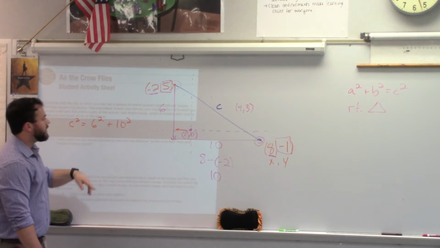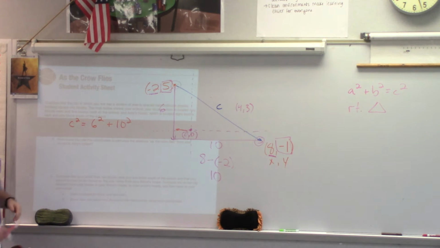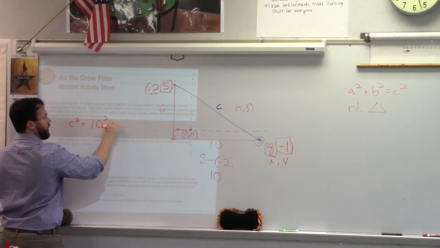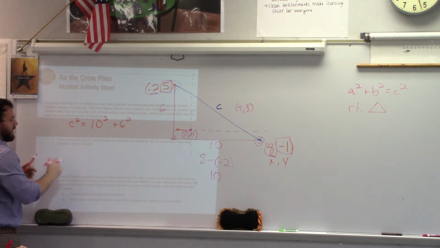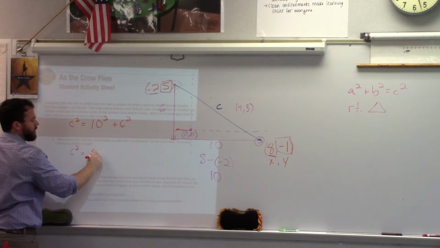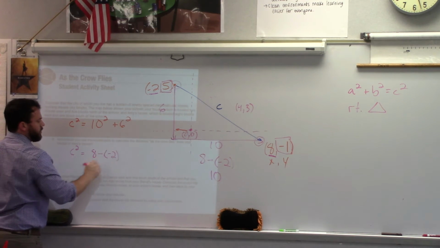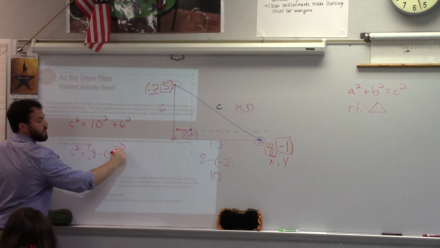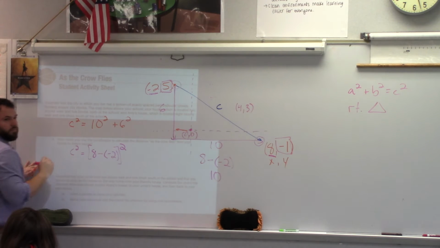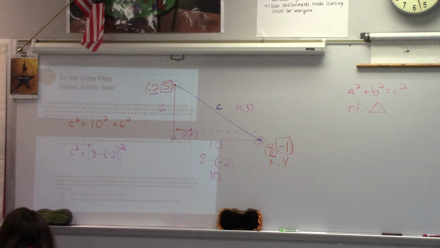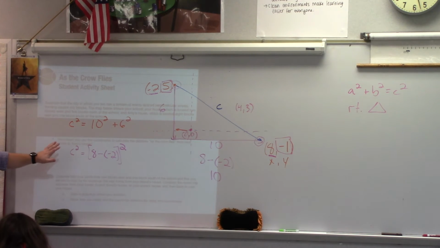Okay, so instead of doing just a squared plus b squared, I'm actually going to rewrite this to match what we're saying now: 10 squared plus 6 squared. What we did then was c squared was equal to 8 minus negative 2, and that was being what? Squared. We go with that? That's where our 10 squared is coming from? Any questions? We're almost done. We're not done with it yet.